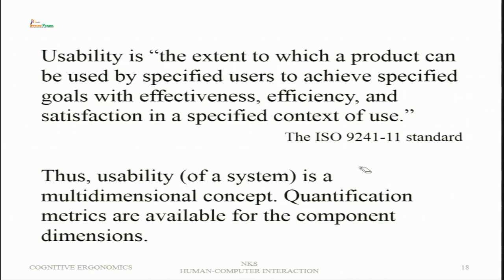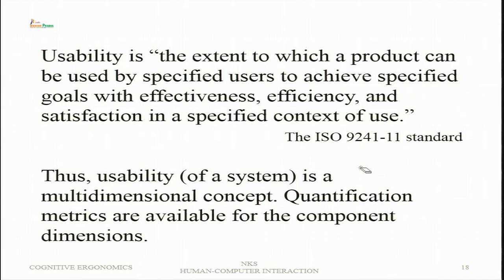So what is usability? It is the extent to which a product can be used by specified users. So technology may not be useful to all. To achieve specified goals, therefore they will use the system for those particular goals in those particular contexts, with effectiveness, efficiency, and satisfaction in a specified context of use. So this is a very standard definition of usability, and this applies to all systems.